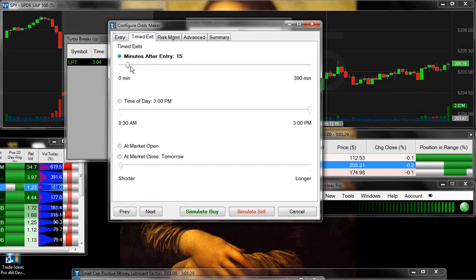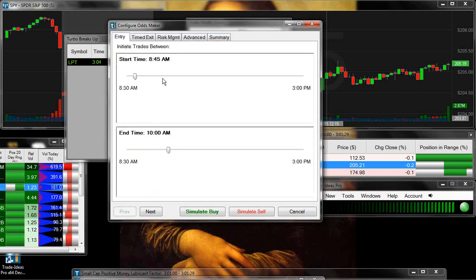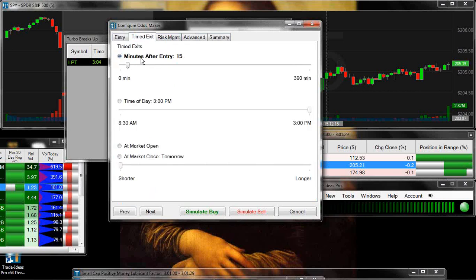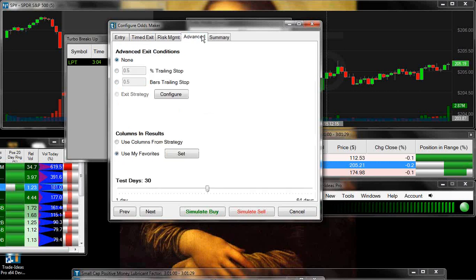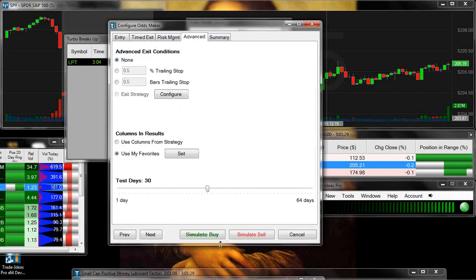So we'll just say, buy everything between 8:45 and 10. And let's just dump it after 15 minutes. And for simplicity's sake, we're not going to use a stop loss or a profit target. We just want to see what would have happened if we did that. We can also dictate the number of days that we want to backtest by using this little slider bar right here. So we'll just backtest 30 days.